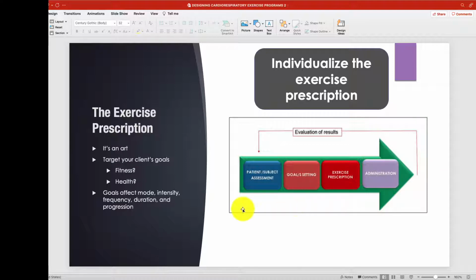So we have to basically assess who we are working with. We have to determine what our goals and our settings are going to be.